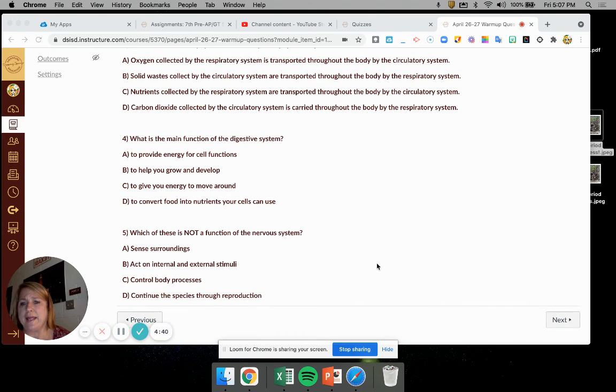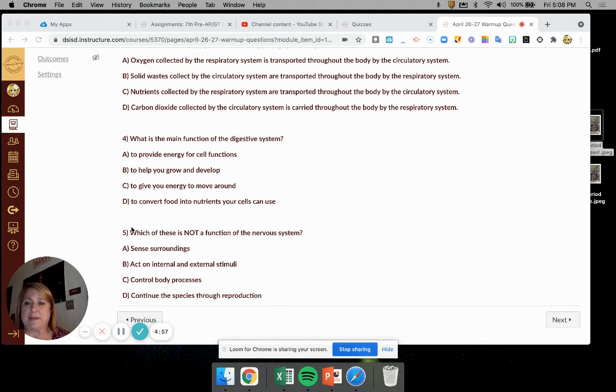And finally, number 5, which of these is not a function of the nervous system? So the nervous system is a biggie. It kind of controls everything. It's the control center of your body. The main organs are the brain, the spinal cord, and your nerves.